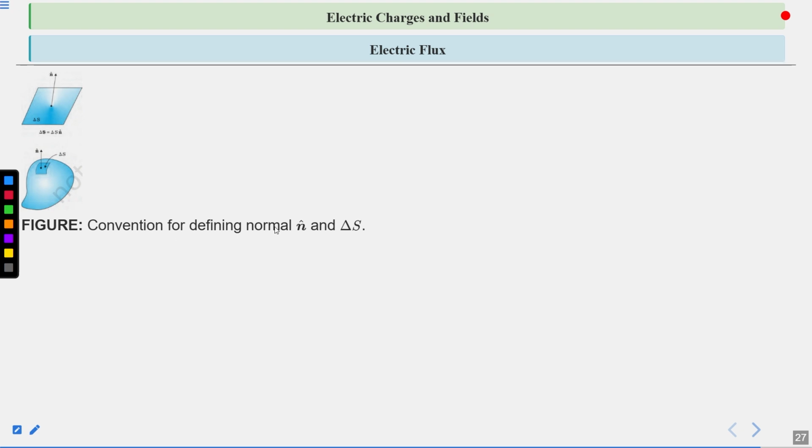So convention for defining normal n cap and delta S. Total flux. This is important. Total flux through surface S. Suppose we have a surface S. In that case, what will be the total electric flux? So phi is approximately equal to summation E dot delta S. So this is the total flux.